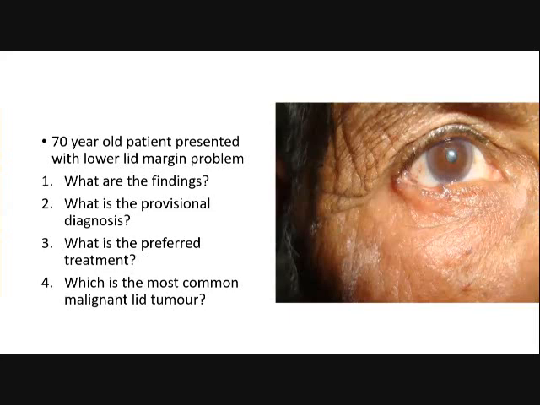Coming to the next case: a 70-year-old patient presented with a lower lid margin problem. What are the findings? There is a horizontal lesion about 5 into 3 millimeters in the lower lid of the right eye, involving the lateral side with destruction of the lower eyelid, with indistinct margins. There is ulceration of the lower eyelid margin and there is no bleeding.